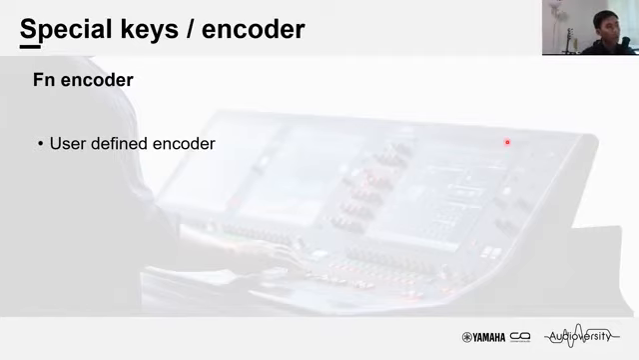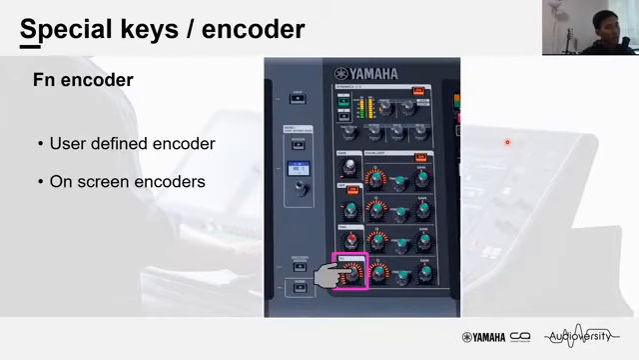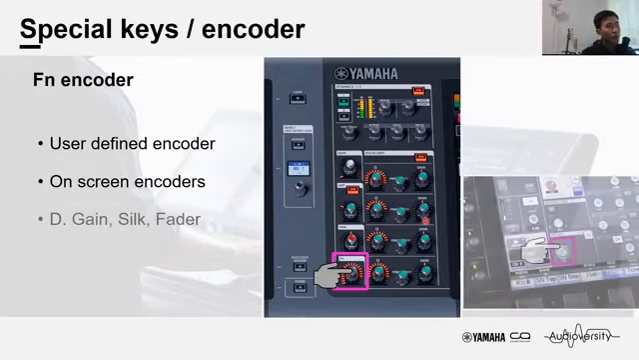I think this function encoder serves a multi-purpose. So it's a user-defined encoder, which you can change its function on the fly. This is where it lives. It's right at the bottom here of the selected channel. So this should be familiar to any CL/QL user. So it's your selected channel, and right at the bottom, you have this function encoder. So you can assign it to any on-screen encoder.